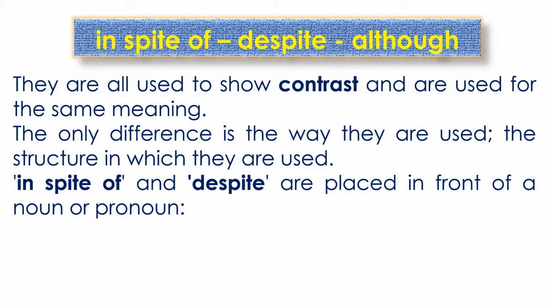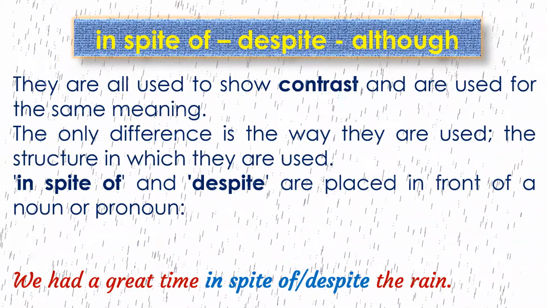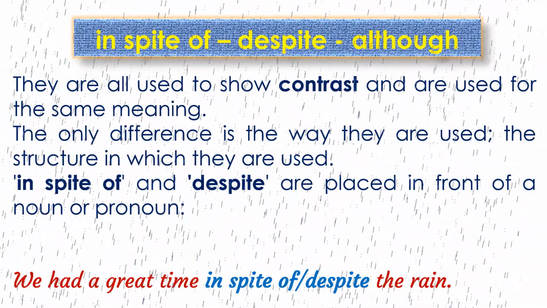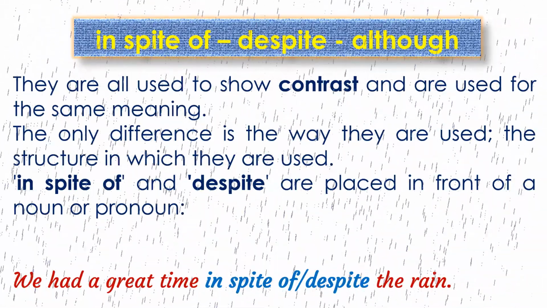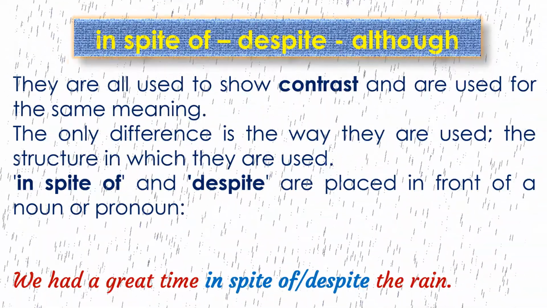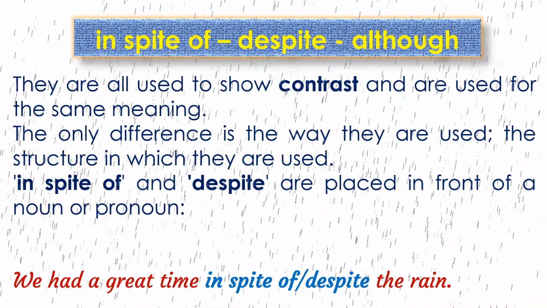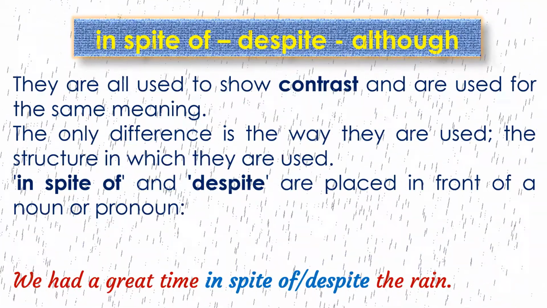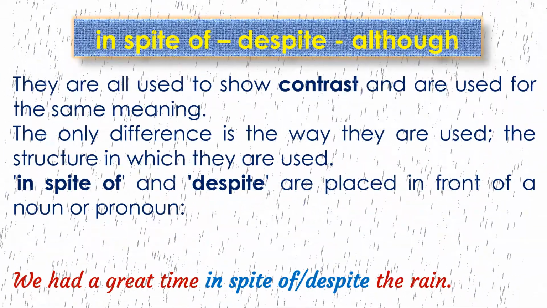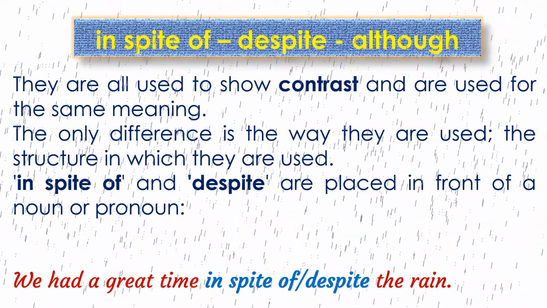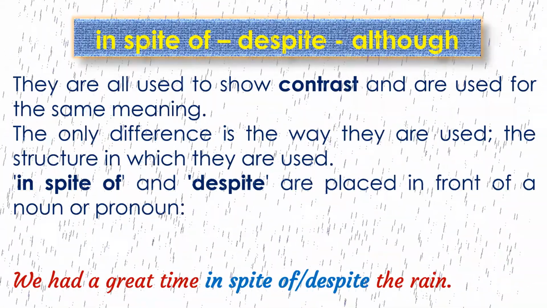What do we mean by that? Let's check this example. We had a great time in spite of the rain, or we had a great time despite the rain. What comes after in spite of or despite? The rain. And the rain is a noun, isn't it? So can we change the order of the sentence with the same meaning? In spite of the rain, we had a great time, or despite the rain, we had a great time. The same in meaning. We've just changed the word order, so we started with the dependent clause.